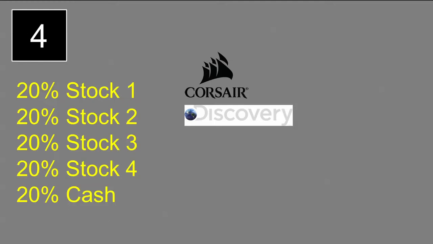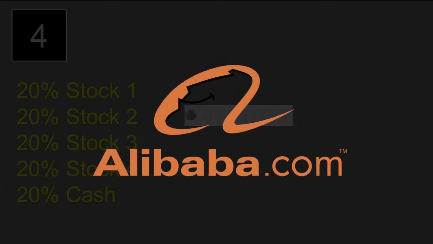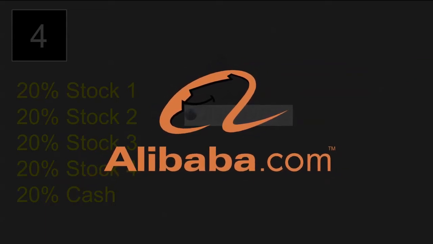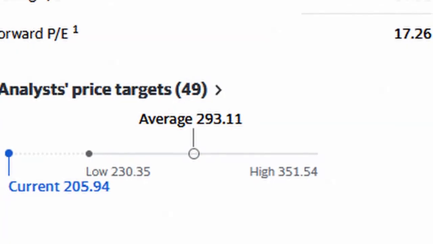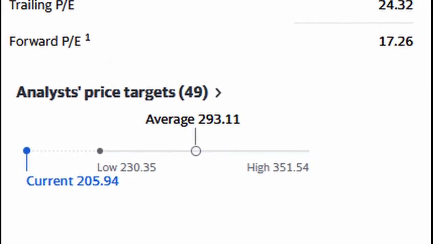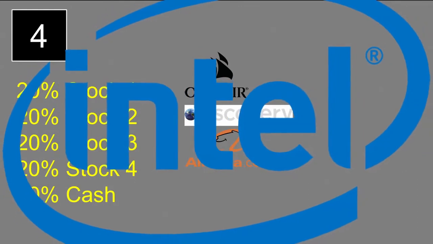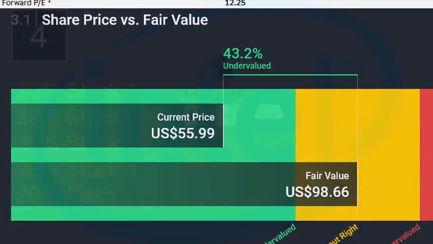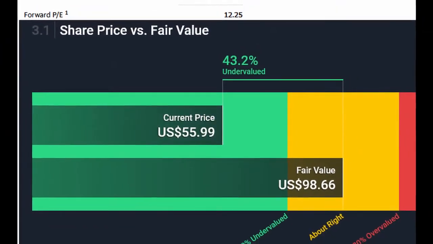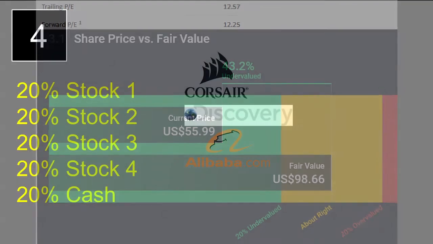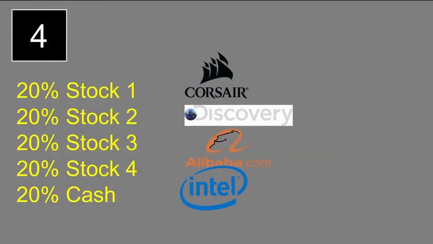Stock 3 is Alibaba, and that has dropped dramatically in price from $300 or so last year. We're down to just over 200 now. And there's a lot of growth in the company, and it looks undervalued. Then stock 4 is Intel, so it looks undervalued, it trades at very cheap rates, and it does make attractive margins. With all these 4 stocks, there is a bit more risk than the previous scenario 3 that we looked at.